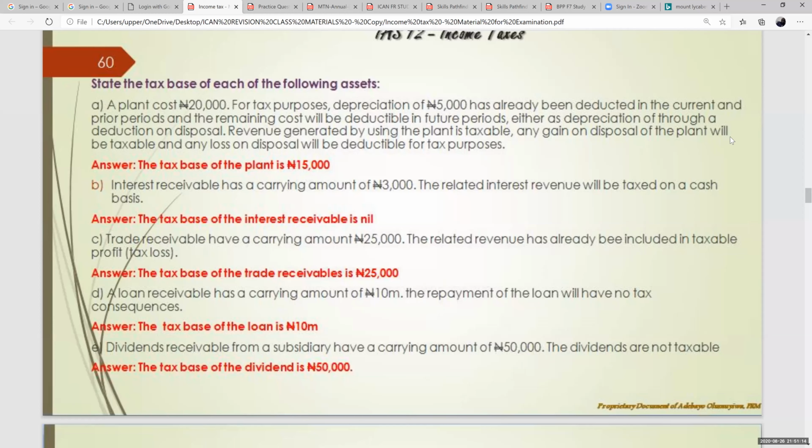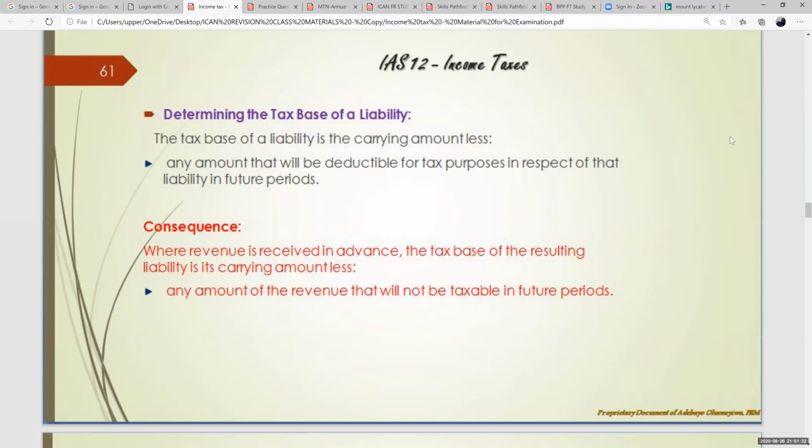Invariably, what then happens is that we need to now recognize our tax base of such a dividend to be 50,000. Now, slightly, the definition of liability is different. The first point of reference for determining the tax base of a liability is the carrying amount of that liability.